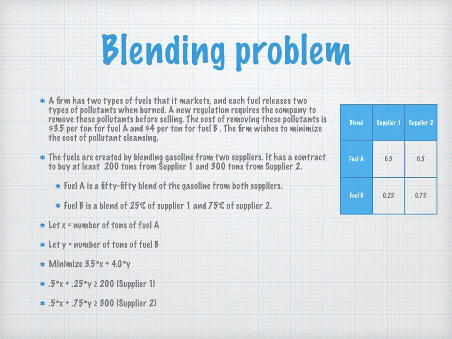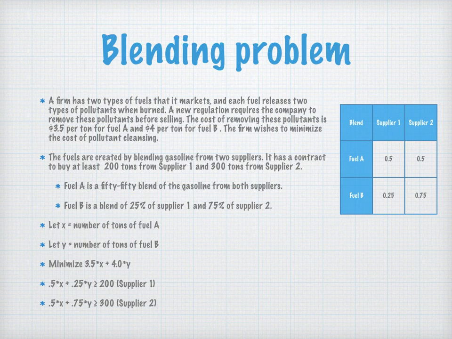The problem is common in business. It requires taking two or more input sources to produce two or more output sources. In this problem, we have two suppliers of fuel that are the components of fuel A and fuel B. The blended fuels produce pollutants, and regulations require that these be removed. The cost of removing these pollutants is $3.5 per tonne for fuel A and $4 per tonne for fuel B. The company's goal is to minimise the cost of removing pollutants.